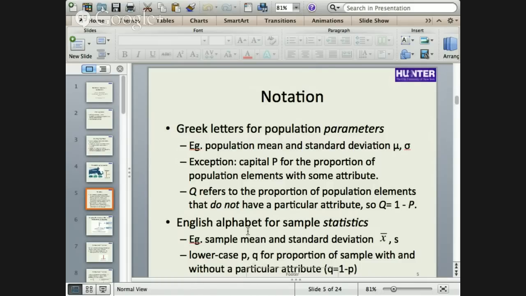Okay. Again, we're using Greek letters generally for the population parameters and English letters for the sample statistics, but I added to this an exception to that, talking about proportions. For proportions, we'll use capital letters for the population and lowercase letters for the sample. Okay.